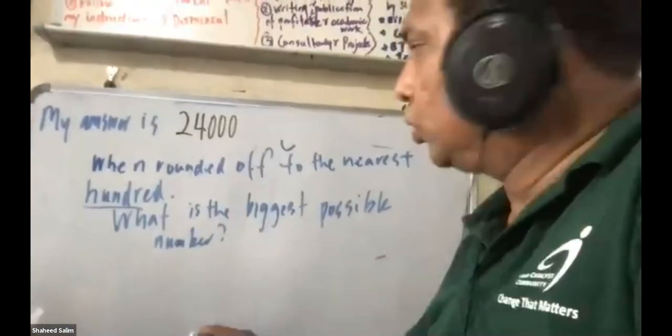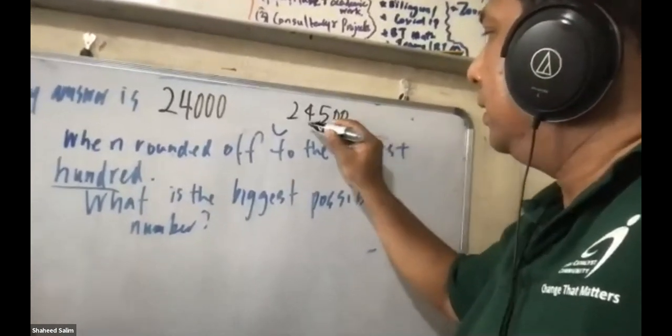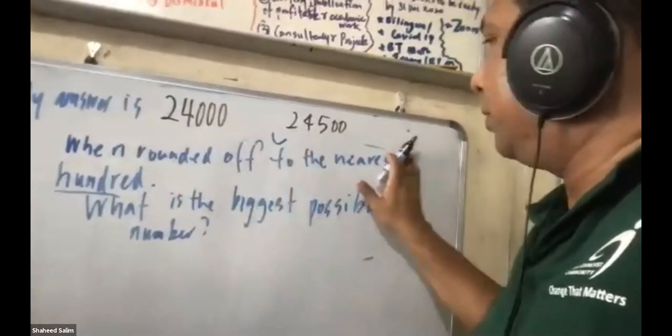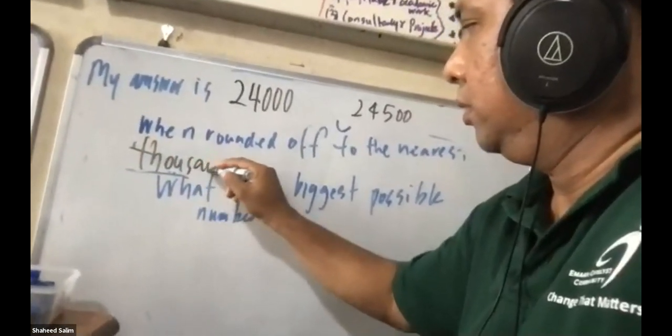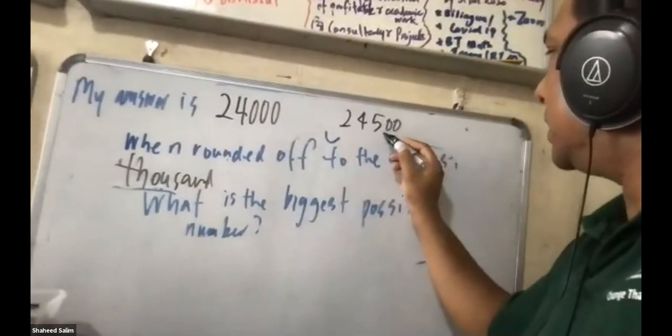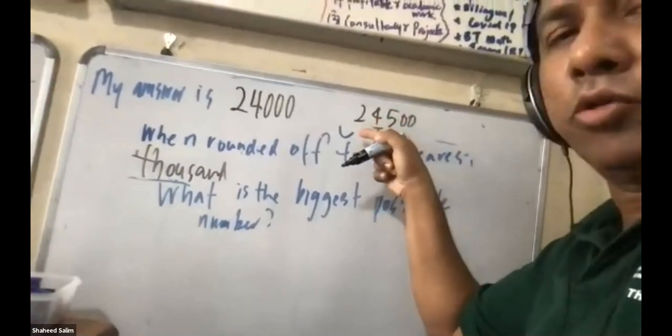Largest possible. What's the largest possible number? Okay, Zahin says 24,500. But Zahin, if it's like that, sorry, not 100, nearest 1,000. Nearest 1,000, you look at the hundreds. 5, you must plus 1, becomes 25,000. Cannot be.